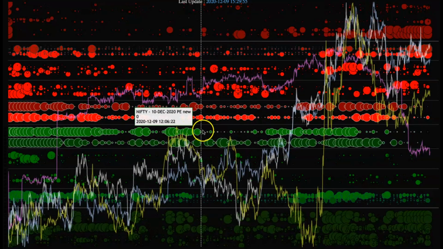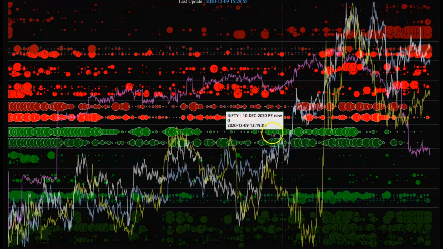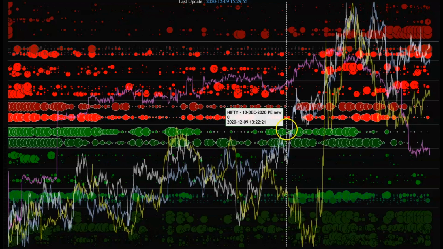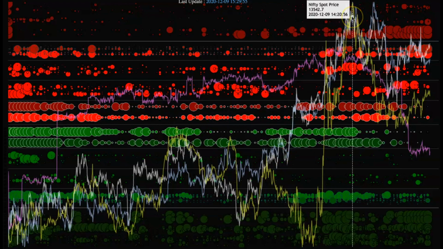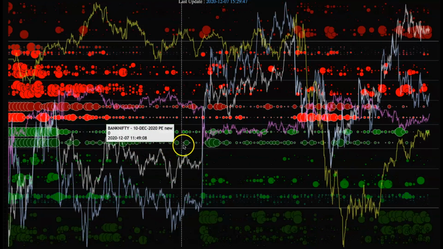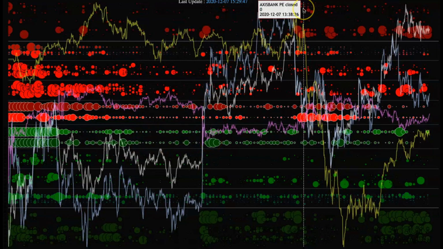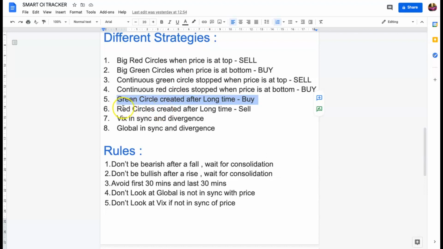And again here we can see there is not much green color circle, and suddenly some big green color circles are appearing and there is a big market rally. Similarly we can see the pattern here, not much green color circle, suddenly a big green color circle, the price is going up. So the opposite of that is the sixth strategy. A red color circle created after a long time.